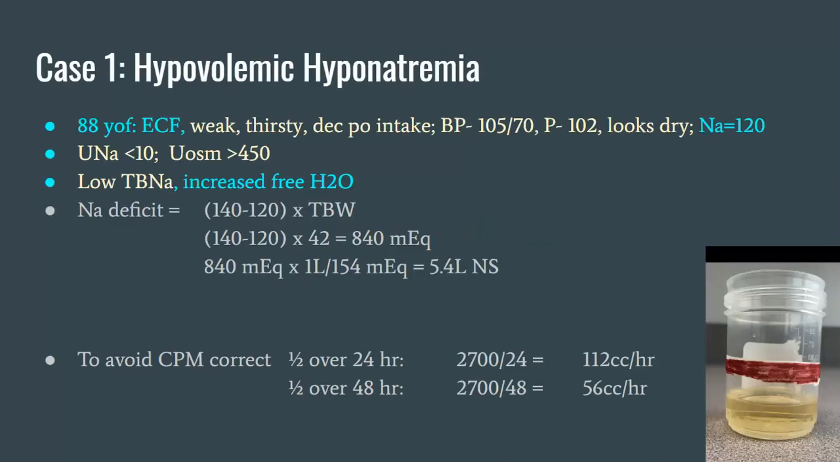Now, let's look at the water bottle cases and go through these scenarios one by one. Case number 1. This is the case of hypovolemic hyponatremia, right? Here comes this 88-year-old grandma. She comes in from the nursing home. Granny is weak and thirsty. She has decreased PO intake with a blood pressure of 105/70, a pulse of 102, and Granny looks dry. You think, oh, too bad, Granny. Her sodium is 120.